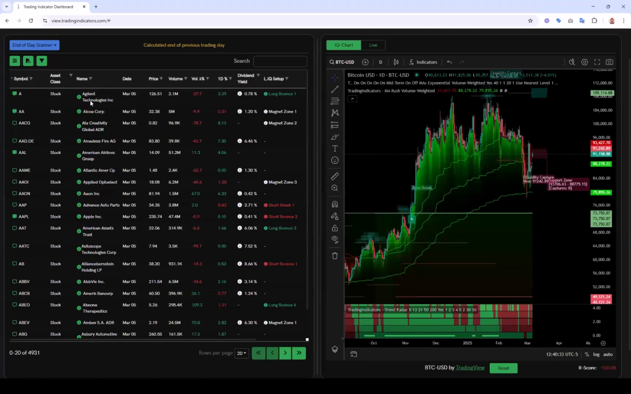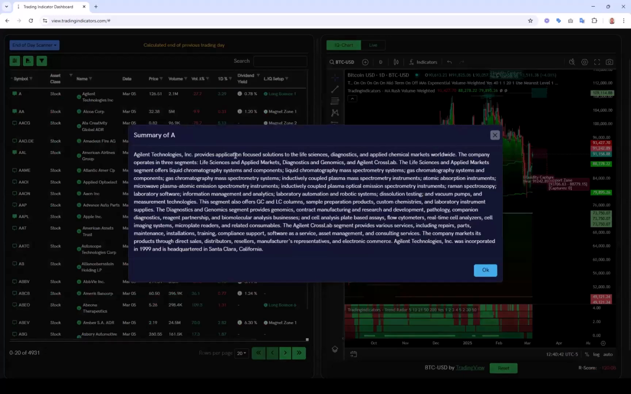If you click on this little info button, I should say, on the left-hand side of the name of the symbol, it will give you an explanation of what this company is actually doing. So for Agilent, if you want to read all this text here, you can see it's headquartered in Santa Clara, California, and it provides application-focused solutions for life sciences. You can read the whole text to get a better idea of what the symbol is actually doing, should you not know it. All right. Okay, so that was the name part.